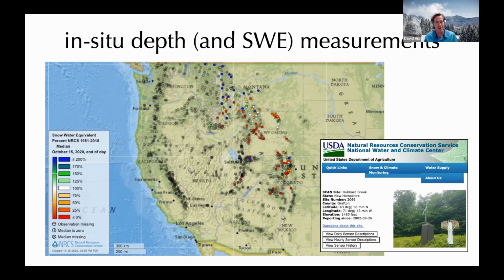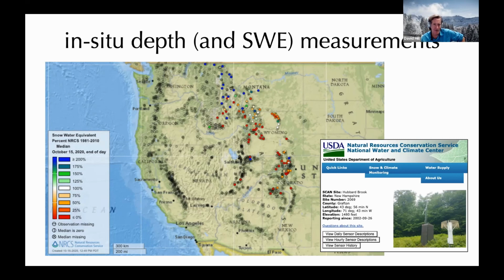Now, in the Eastern United States, the pickings are frankly quite a bit slimmer. There are no snow telemetry stations. There are a few what are called SCAN network stations, which stands for Soil Climate Analysis Network, and there's one at Hubbard Brook, for example. So that's great, but there are just not as many, unfortunately. Now, these are federal data sources.